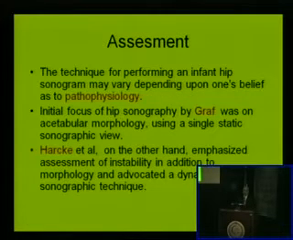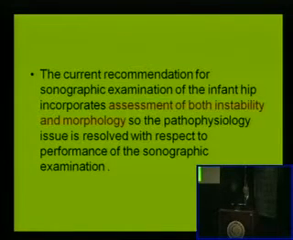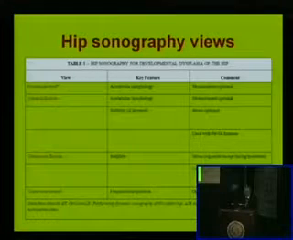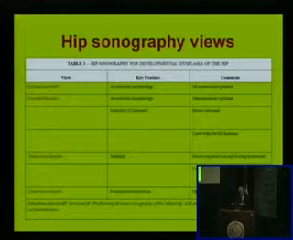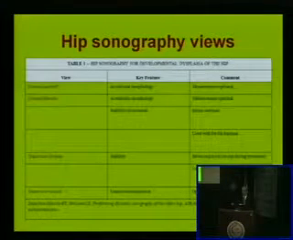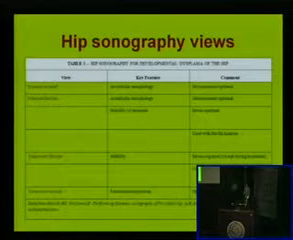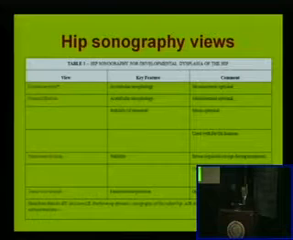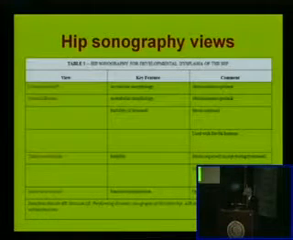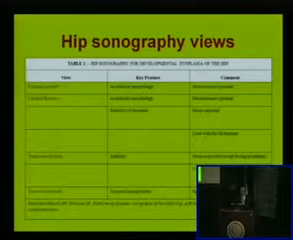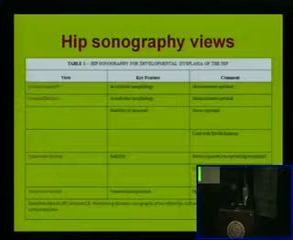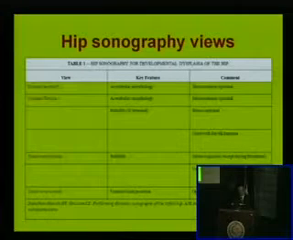In reality, both views can be performed in one setting if we really make use of every second of our examination time. The current recommendation actually requires assessment of both instability and morphology of the hip. Harke has developed these views. He stated that 4 views or 4 positions for the pediatric hip should be used: the coronal neutral, the coronal flexion, transverse flexion, and the transverse neutral, as we will see in the image. Some are useful mainly to study the acetabular morphology, and some are used for studying the stability of the joint.